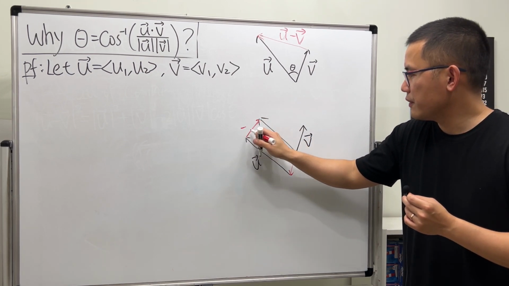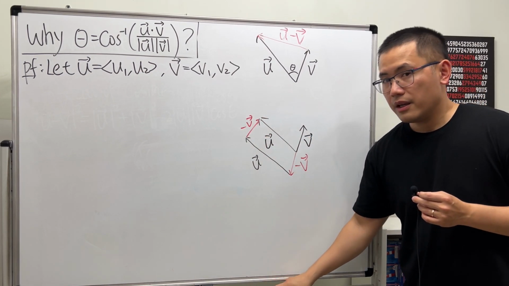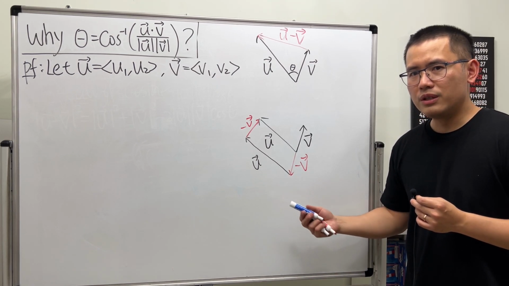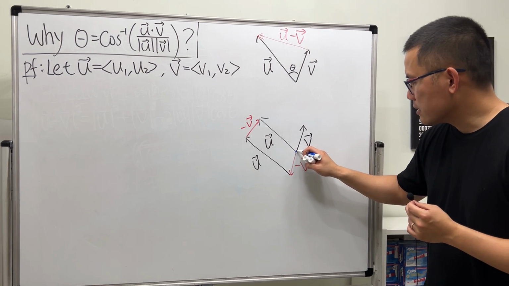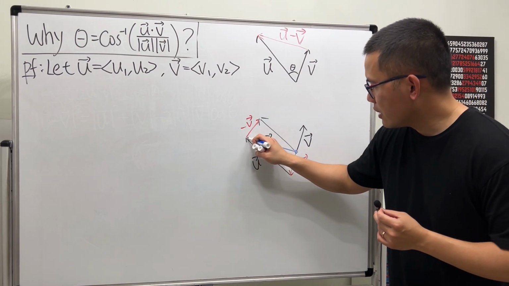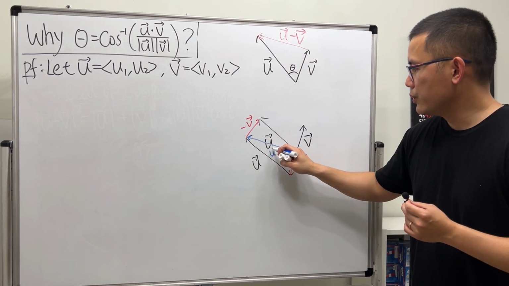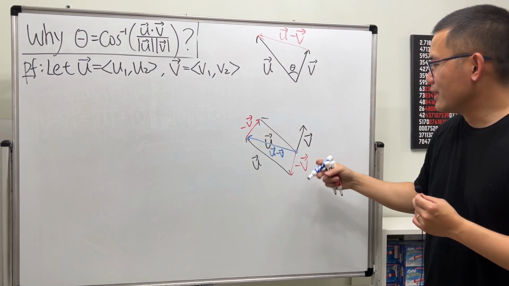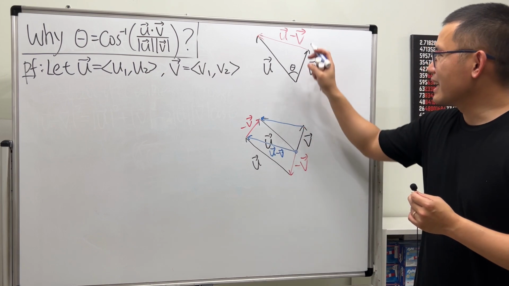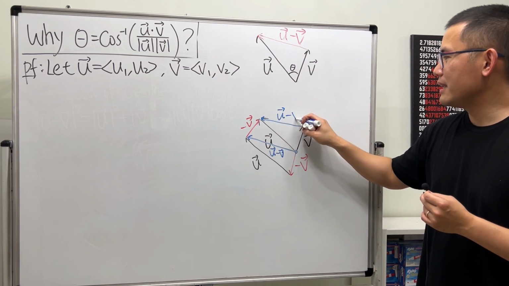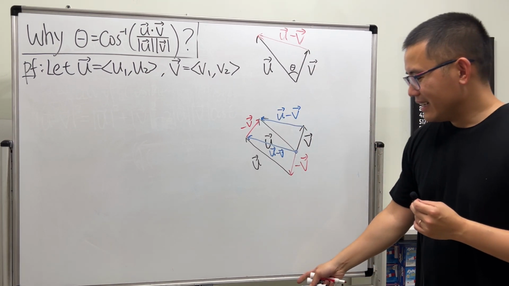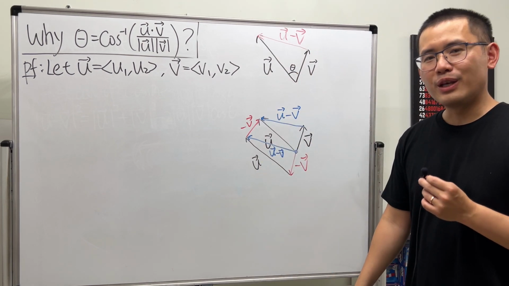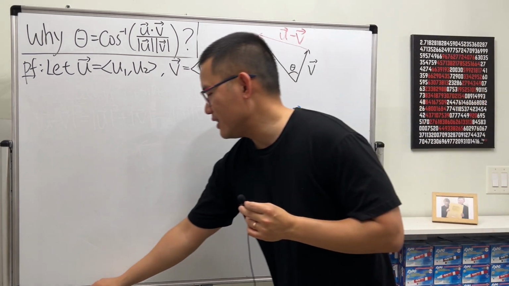This is negative v. Now we can combine u and negative v together by doing the parallelogram method. That means you go from here to here. Right? This is u minus v. And finally, you can move this back here. So this is exactly what we have, and that's u minus v. Now, we have all three sides and one angle. We can use the law of cosines, and that's the key for this proof.